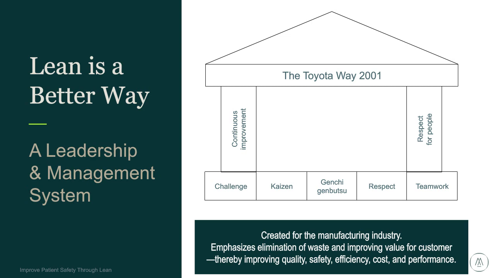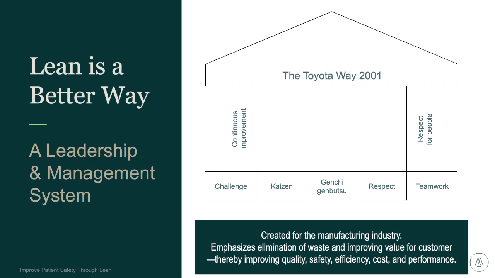The Toyota Way House here displays the underlying philosophy of Toyota's management system. At the foundation, we have challenge for the current state. We have Kaizen, or continuous improvement, Genchi Genbutsu, which is really about going and seeing the work where it occurs, respect for people and for the community, and teamwork, recognizing that healthcare is really a team sport and that we all need to work together to deliver our processes. And we have these two pillars of continuous improvement and respect for people that represent the core practices.